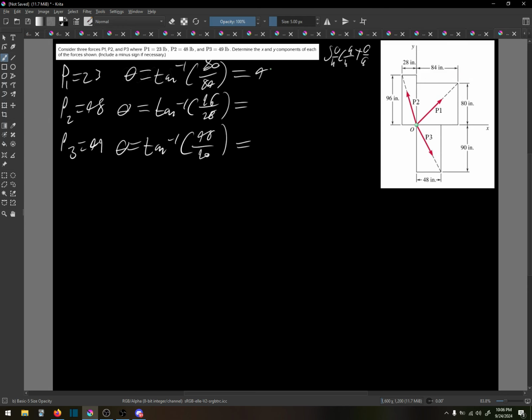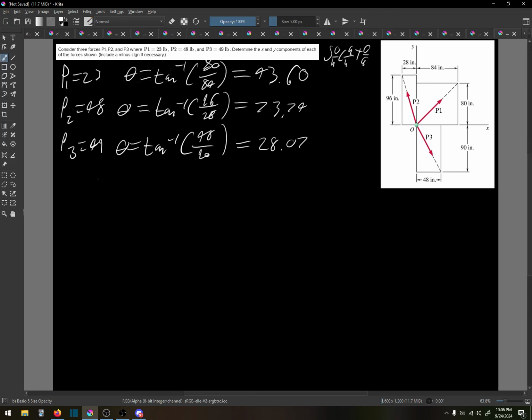We've got 43.6. We've got a 73.74. And lastly, 48 over 90. We got a 28.07.